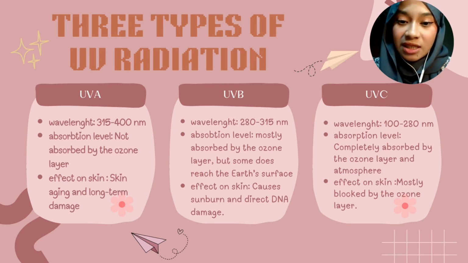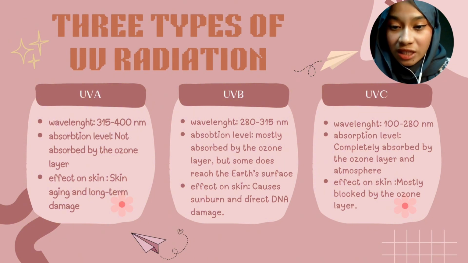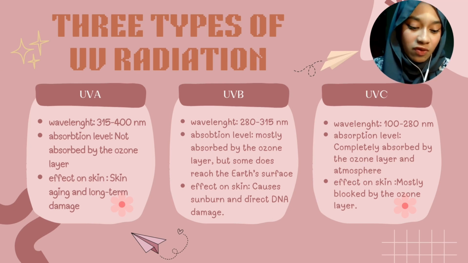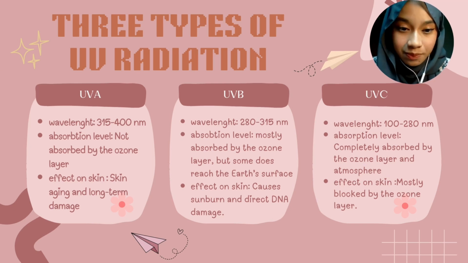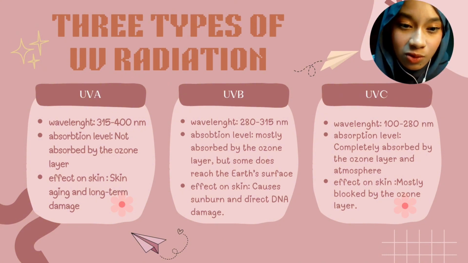So as you can see, they have different effects on skin. UVA causes skin aging and long-term damage, while UVB can cause sunburn and direct DNA damage. And UVC has a shorter wavelength, which is below 280 nanometers, and it is completely absorbed by the ozone layer and atmosphere. So its effect on the skin is mostly blocked by the ozone layer.